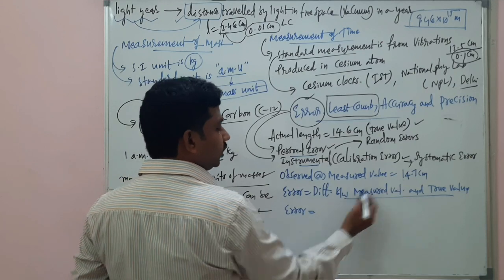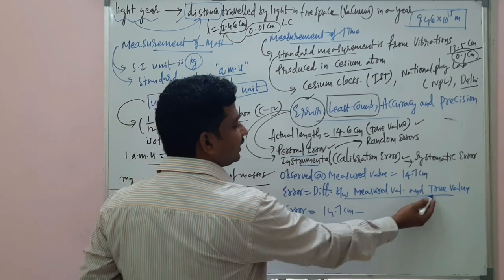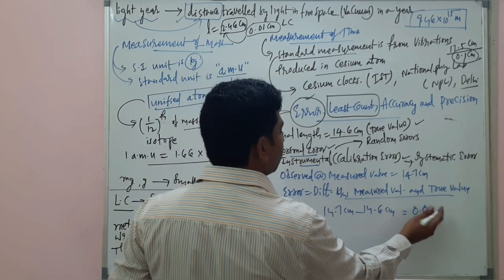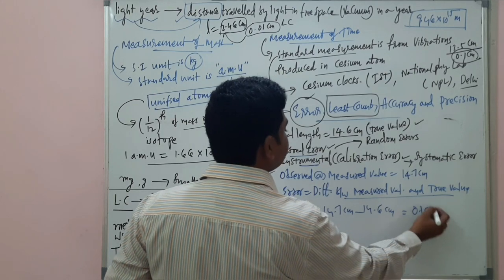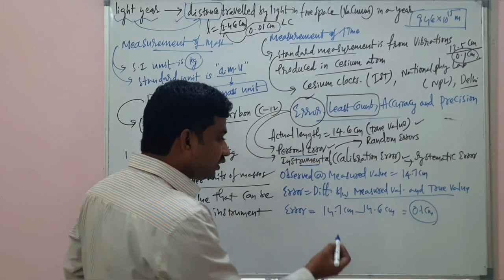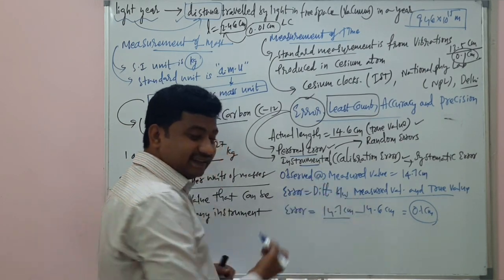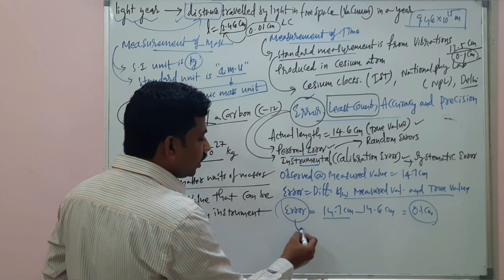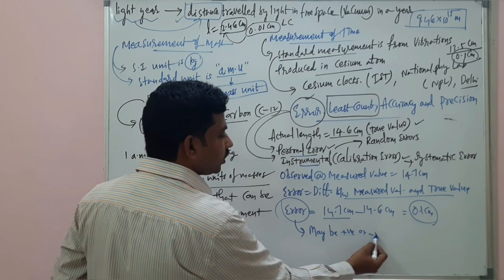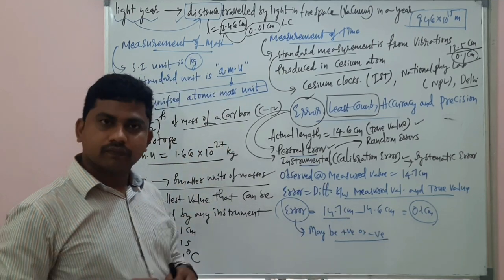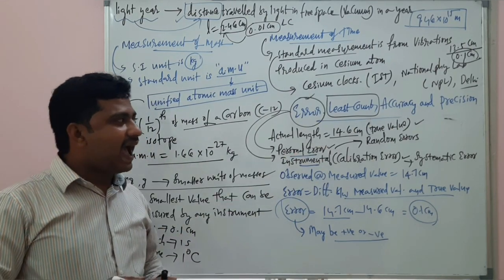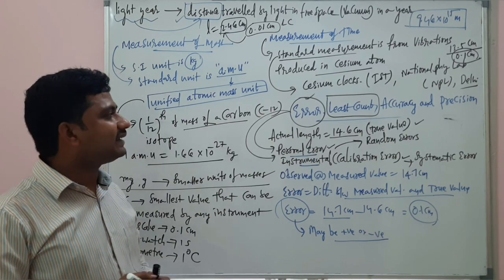What is the measured value here? 14.7 centimeters minus the true value, 14.6 centimeters. So 0.1 centimeter is the error. This error may be positive or negative, because the measured value may be less or more than the true value. Is it clear? Sure? Now, the next topic is accuracy.